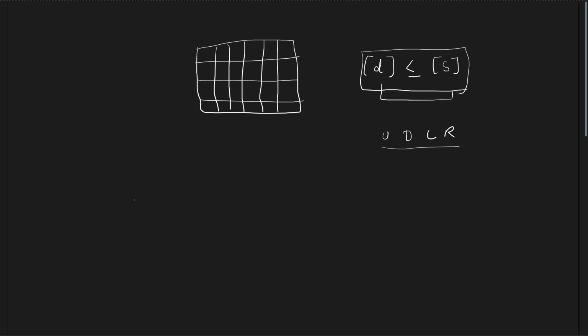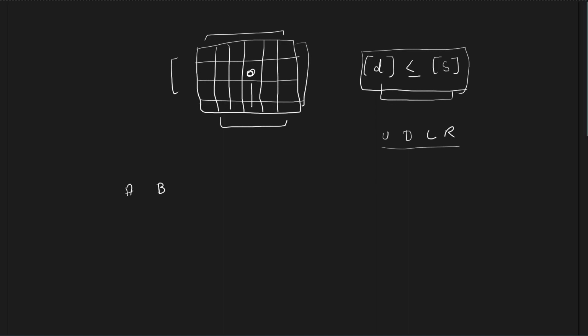Once you have formed the graph, you can easily determine from cell A whether you can reach cell B or not, right? For example, if you are somewhere here, you can determine whether you can reach some cell of this thing and some cell of this thing, right?